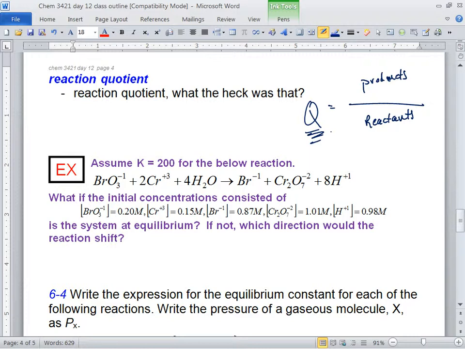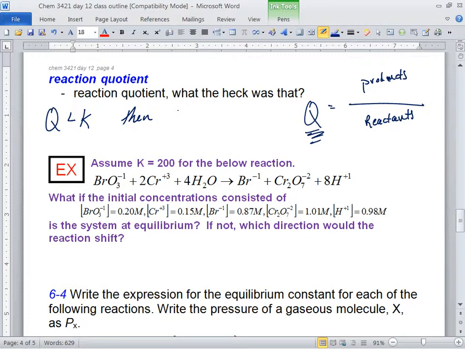So you calculate this big Q. If big Q is smaller than your K, then to achieve equilibrium, is it going to shift towards products or reactants? Think in terms of products, because the equilibrium constant K is always products over reactants. If Q is too small, do you have enough product? No, you don't have enough product. So you've got to make more products. That's a shift towards products then, right?